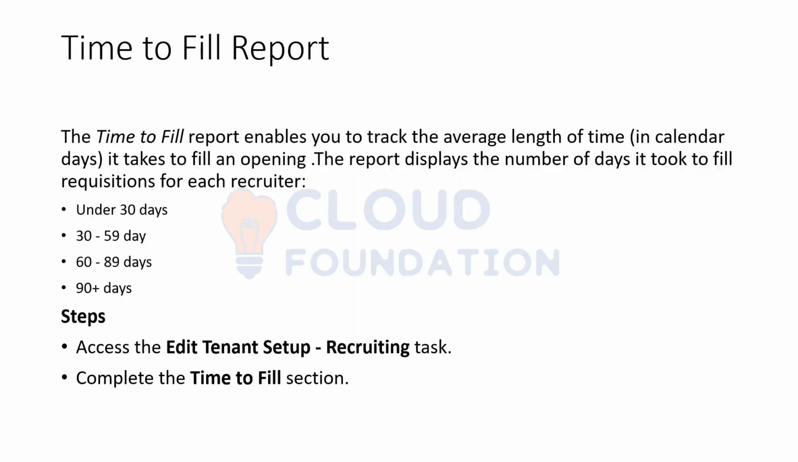So calculation tag 1 maps to this under 30 days. So how will the 30 days be calculated? We have 4 options over there. Just check what the 4 options are. Then 30 to 59 days, 60 to 89 days is calculation tag 3. Then 90 plus days is the other tag.